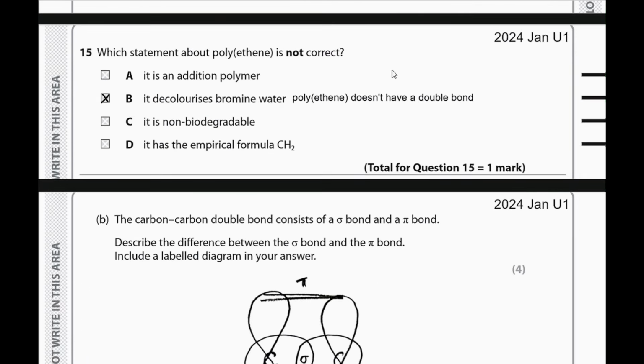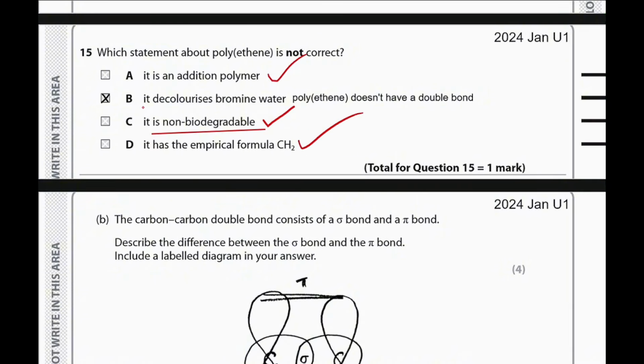Moving on, which statement about polyethylene is not correct? It is an addition polymer, so this is the correct statement. It is non-biodegradable. Yes, it is non-biodegradable. It has an empirical formula of CH2. It does have an empirical formula of CH2 when you simplify the main molecular formula.